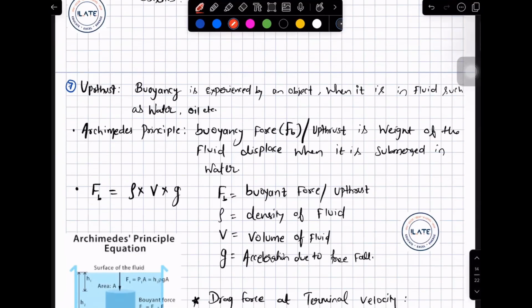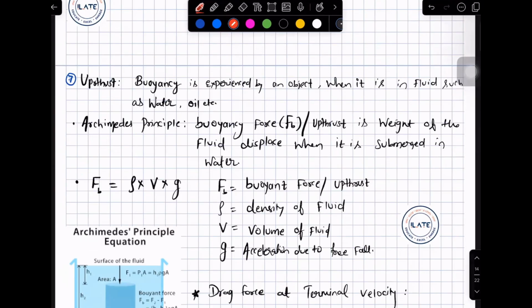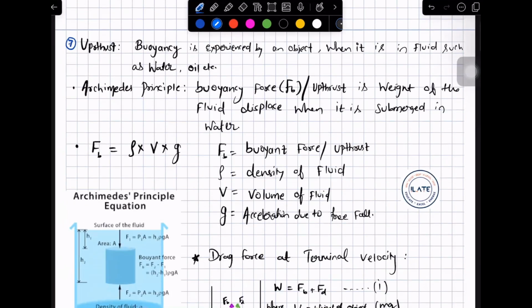Then there is the upthrust force, which is also called the force of buoyancy, or the buoyant force. That is the force exerted by the liquid when an object is sinking or floating. It's the same as the Archimedes principle. The buoyant force is calculated as rho V g, where rho is the density of the fluid, V is the volume of the fluid displaced, and g is acceleration due to gravity.